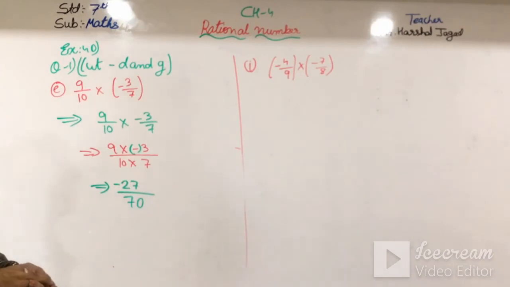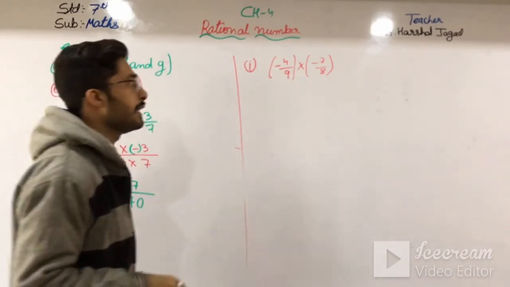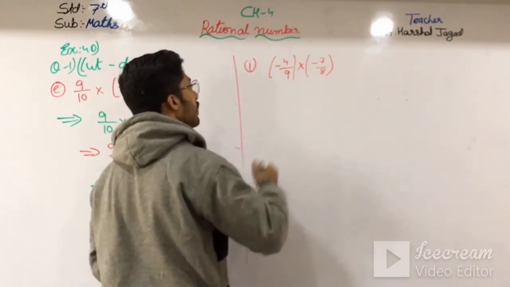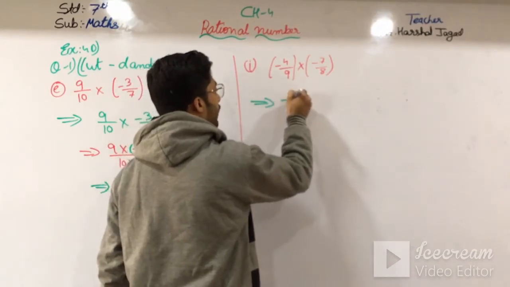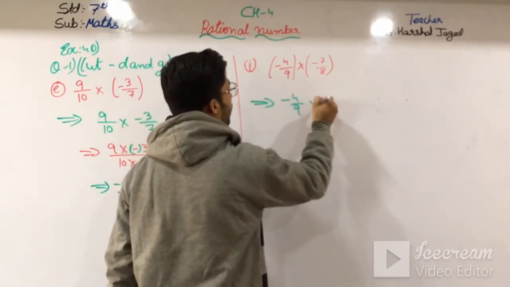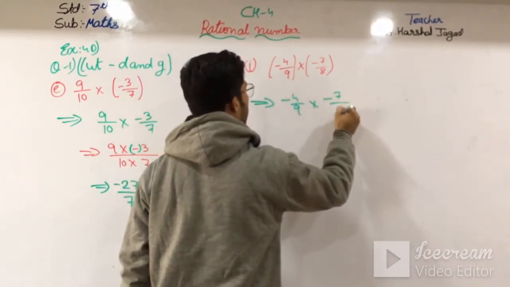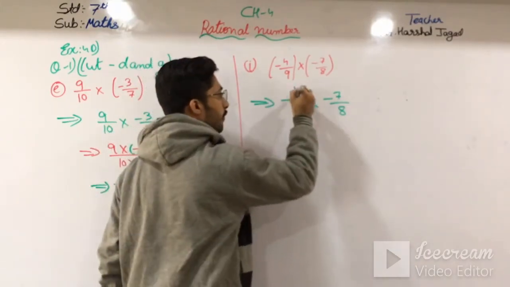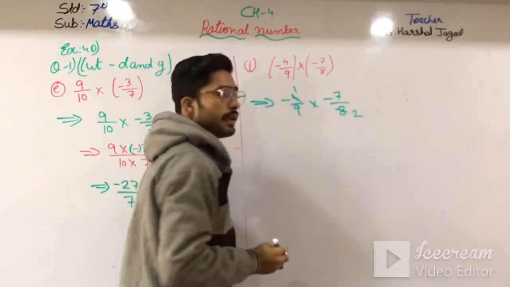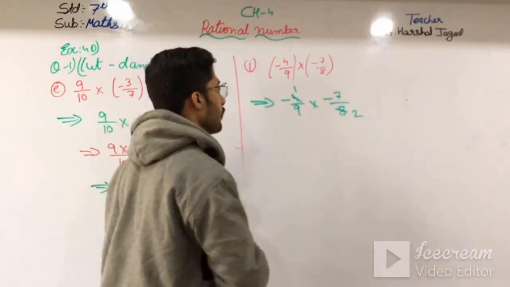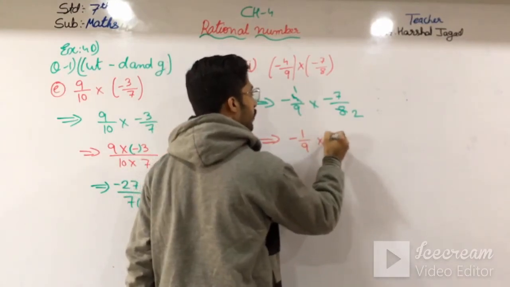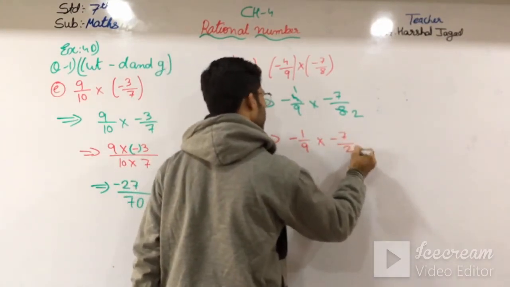And moving further to our new sum, that is minus 4 by 9 into minus 7 by 8. From here you can just cut it. 4 1s are 4, 4 2s are 8. So what remains is minus 1 by 9 into minus 7 by 2.